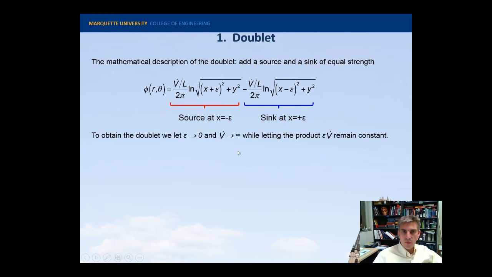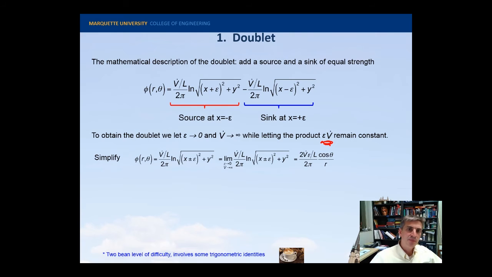What we do, when we bring these two together, is we let eta go to zero, but in order so that the source and the sink don't annihilate themselves, we have to let the strength of the source and sink, basically the volumetric flow rate, go to infinity, such that this product, epsilon times V naught, remains constant. And that's basically what saves the day. If it wasn't for that, then the doublet would annihilate itself.